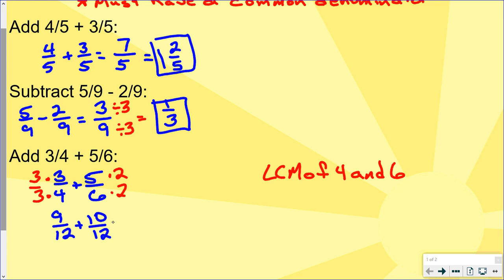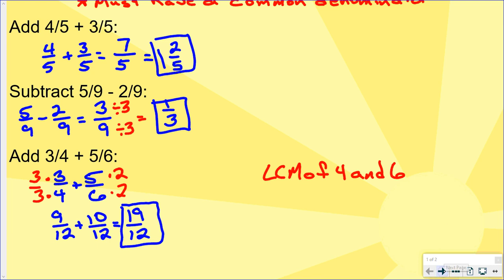And now I just add these together. So again, you keep the denominator and you add the numerators. So 9 plus 10 is 19. Those don't have any common factors, so I can't simplify that any further. In fact, 19 is a prime number. Its only factors are 1 and 19.